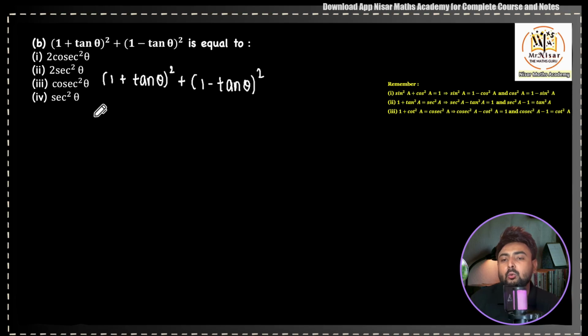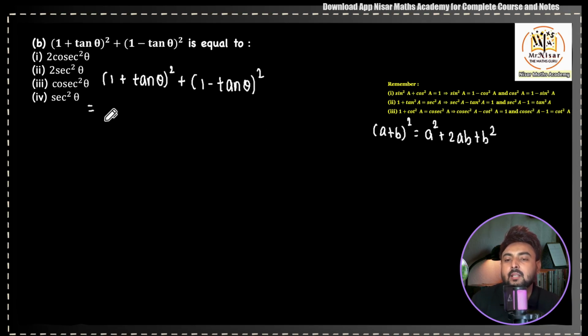Now what you will do here, first of all, tell me, can you see here it is a plus b whole square and a minus b whole square? So just apply the formula for a plus b whole square. What is the formula for a plus b whole square? A square plus 2ab plus b square. And if it is minus, then only here you will replace it by minus.